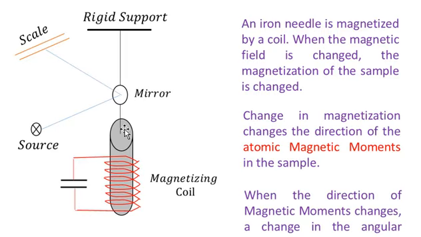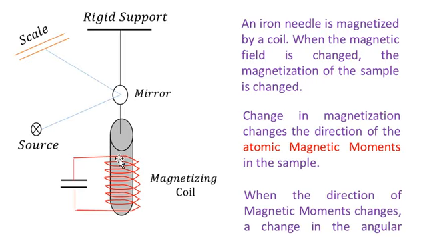You can consider it as a magnetizing material, and there is a coil which is wound around this magnetizing material. This coil is called a magnetizing coil, because when you pass current through this magnetizing coil, it will magnetize the material.